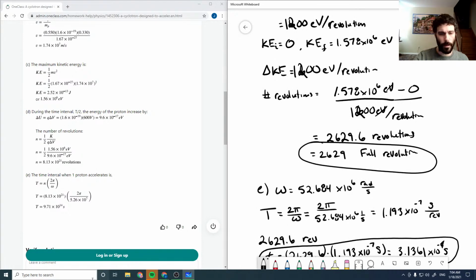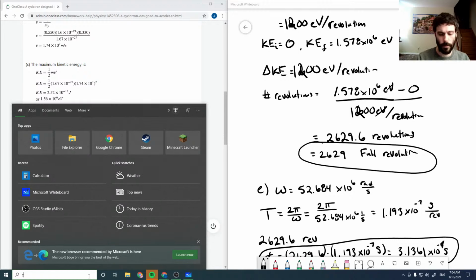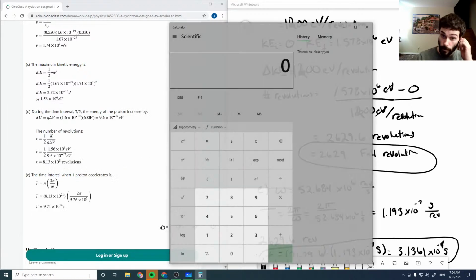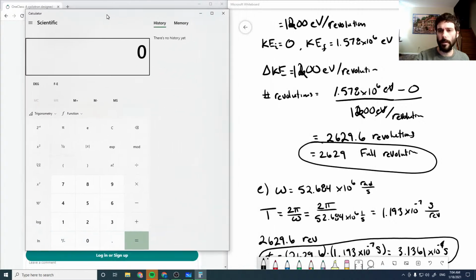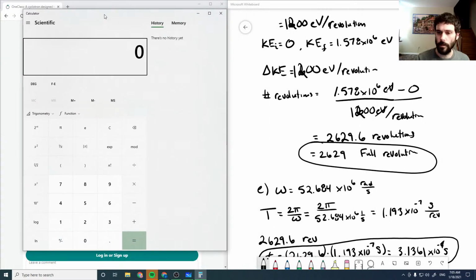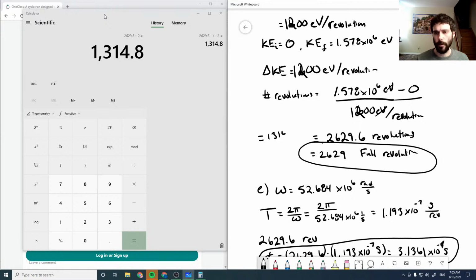Giving me, I'm just going to do this here. So my apologies here. So it should be just 29.6 divided by 2. So this actually should be 1314.8 or 1314 full revolutions.